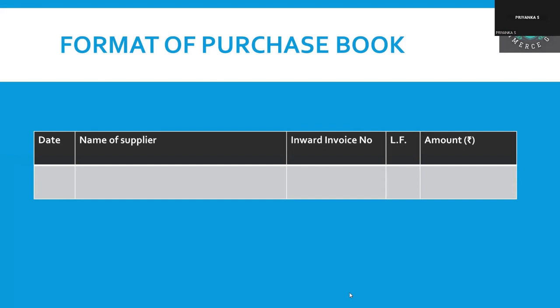Ledger folio would be if you are posting from the purchase book into the ledger, you will have a page number of the ledger here and you write down the page number of the ledger in the ledger folio. And amount in rupees has to be written in accordance. So this is how you are going to write the purchase book.